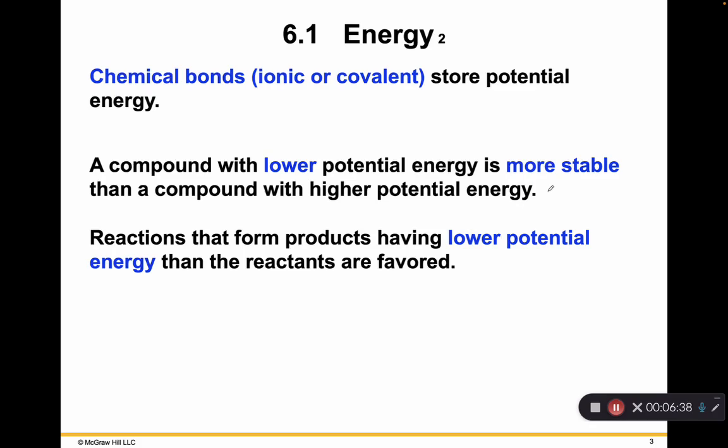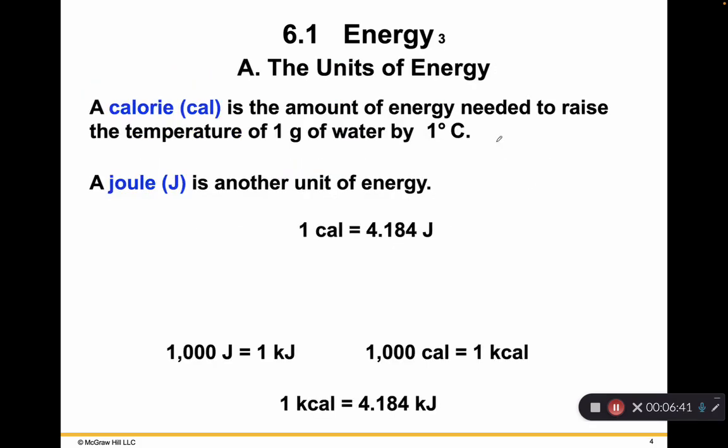Lower gives you more stability. Okay, so that's what we see. Now we are going to look at some units of energy. What are the conventional units we use? And then we will explore more into the relation of energies in the reaction.